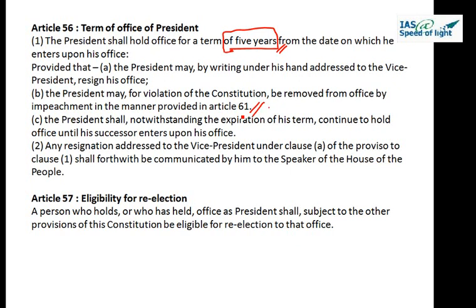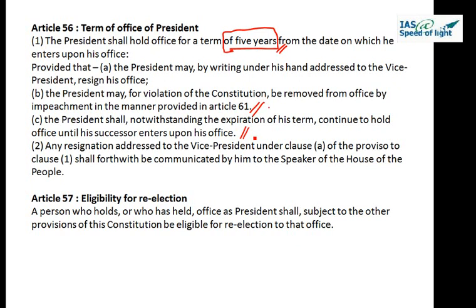The president shall, notwithstanding the expiration of his term, continue to hold his office until his successor enters upon his office. What it means is, suppose the old president has already completed his term of 5 years, but due to some reason the election for the new president cannot take place. So this article says that till the time the new president comes in, the old president remains in his position.